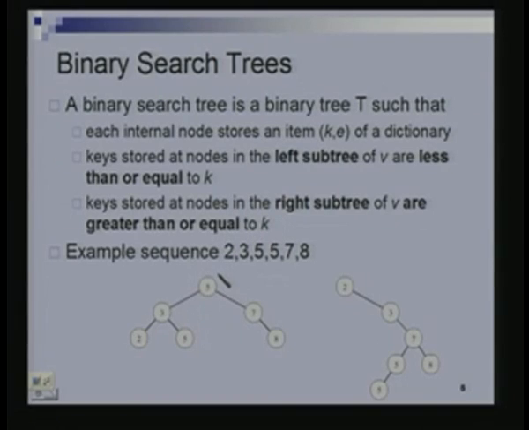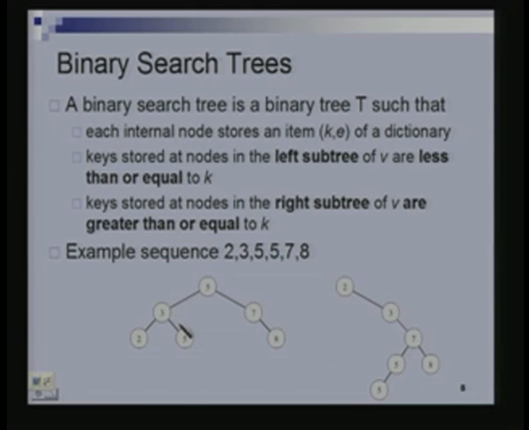Now, what is the binary search property? The binary search property says the following: all the keys which are less than 5 will be in the left subtree, all keys which are larger than 5 will be in the right subtree, and this property holds at every node, not just at the root node. Here also, the left subtree will have keys which are less than 3, and the right subtree will have keys which are larger than 3.